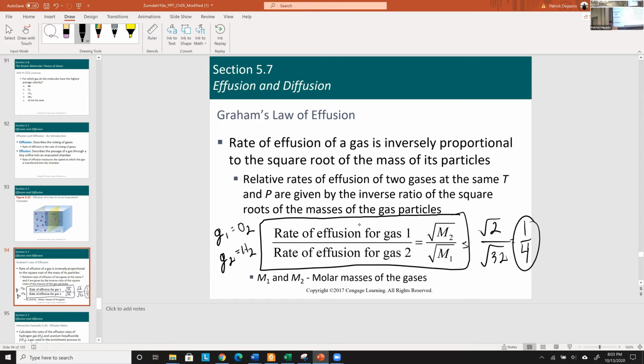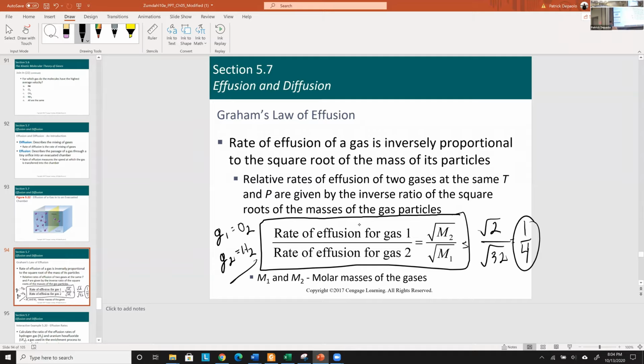Now, this means the numerators, even though, so it's an inverse, it's flipped. This means that for every 4 molecules of gas 2, 1 molecule of O2, or of gas 1 goes through. So that's what this means. And based on their sizes and their speeds, that makes sense because gas 2 is hydrogen. So for every 4 molecules of gas 2 that effuse through a little hole, only 1 of gas 1, which is oxygen, which is bigger, will go through. So this is what you can determine from the rate of effusion.